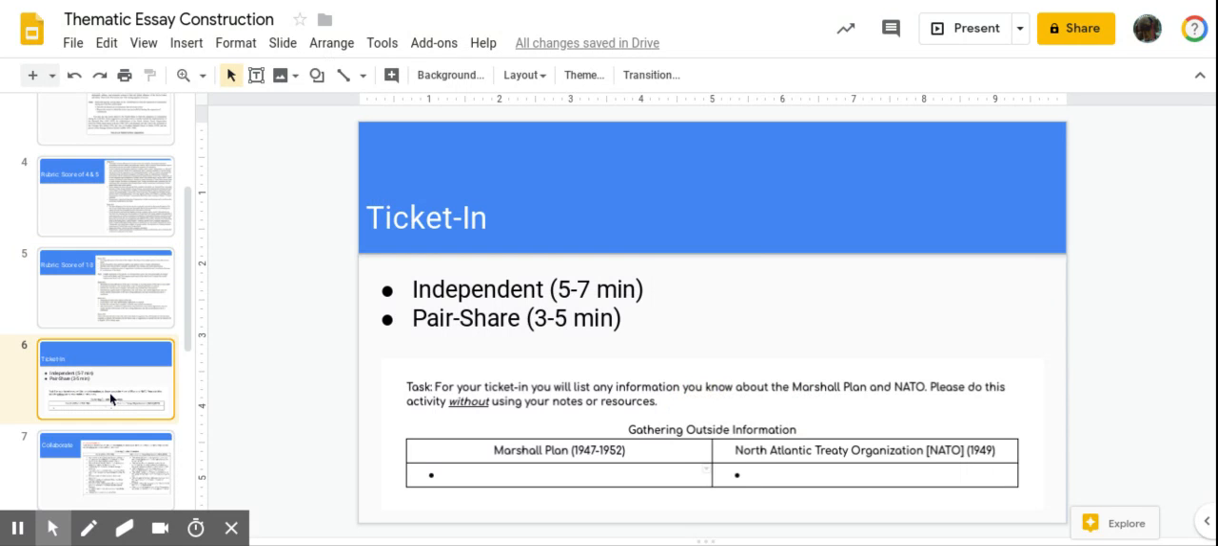All right, so the ticket in is going to be starting out as an independent activity for 5 to 7 minutes where they will go on Google Classroom, open the assignment, and the task is for them to list any information they know about the Marshall Plan and NATO, or North Atlantic Treaty Organization. They're going to do this without using their notes or resources because we just came off of a huge project that they just did for the Cold War where they did presentations as well, where this was really an opportunity for them to teach each other about the Cold War because there's a lot of aspects of it.